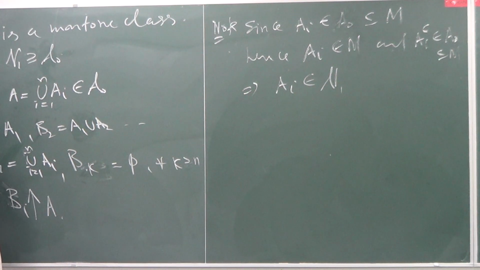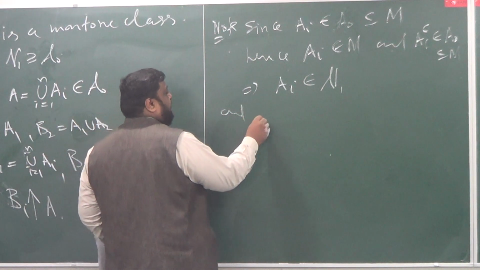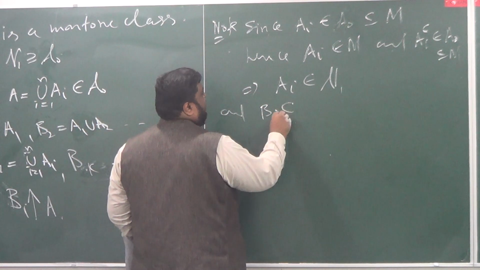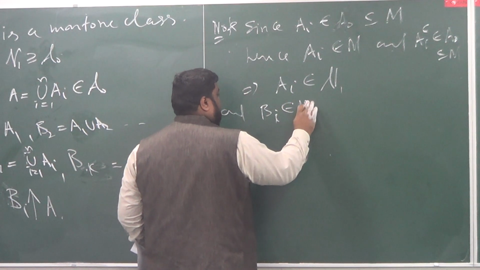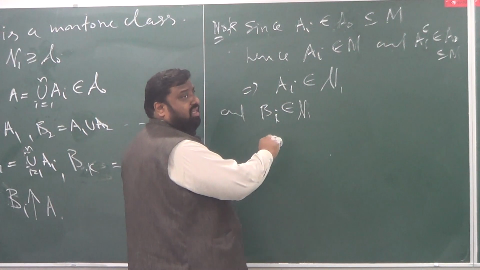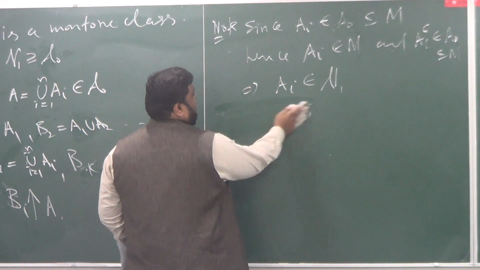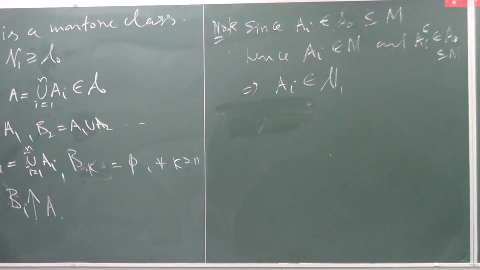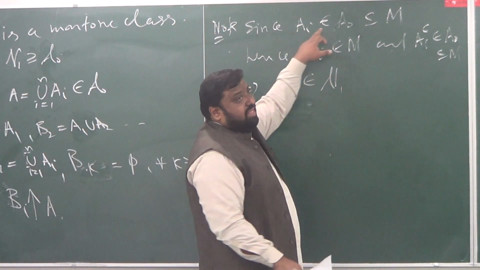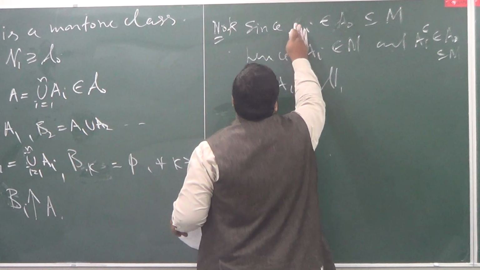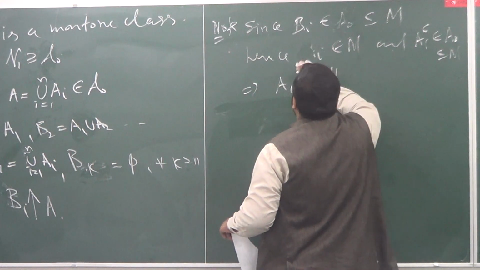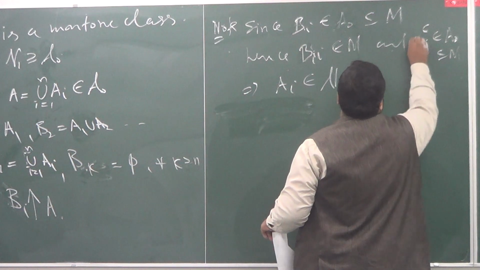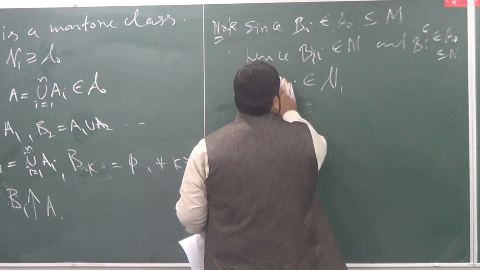So what does this show? And hence I can say that B_i also belongs to N1 for all i. Okay, so instead of saying A_i, I say that since the B_i are from A naught, let's replace. So I don't need to rewrite the argument. Hence the B_i are in M. Since the B_i complements are also in A naught, therefore the B_i are also in N1.